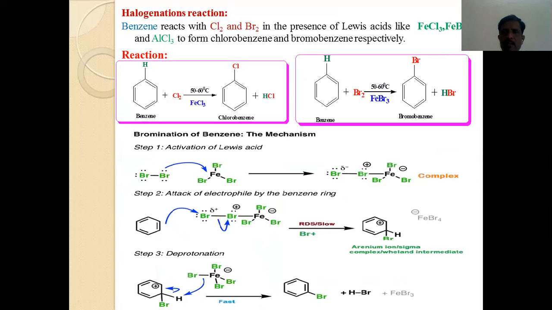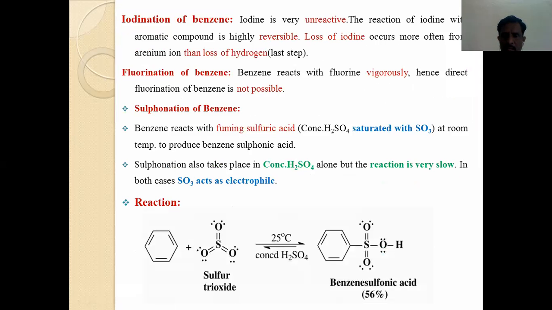Along with this, I also discussed the halogenation reaction of benzene. Halogenation takes place using chlorine or bromine, while iodination takes place only in the presence of an oxidizing agent; without it, iodination is not possible. Fluorination is also not possible because it is a highly vigorous reaction. So the next point from your syllabus is sulfonation of benzene.